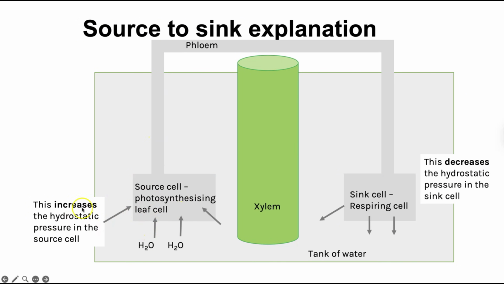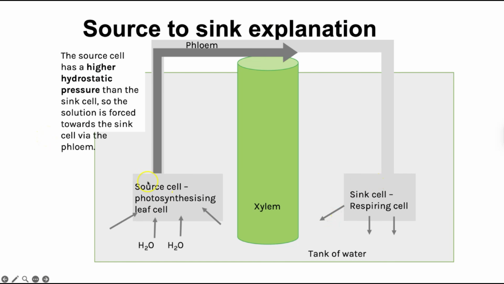So at this end, we have an increase in the hydrostatic pressure as water moves in by osmosis. And at this end, we have a decrease in hydrostatic pressure because water leaves by osmosis. And as a result, because we've got high pressure and low pressure, that forces the liquid through the phloem from the source to the sink.